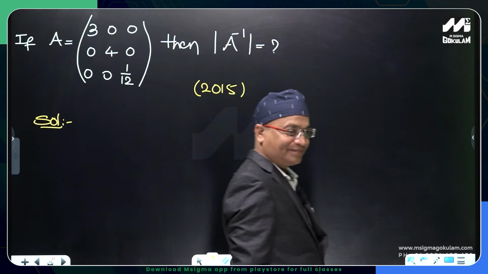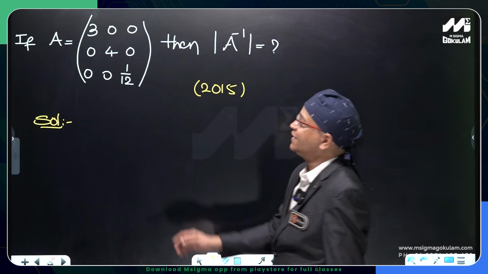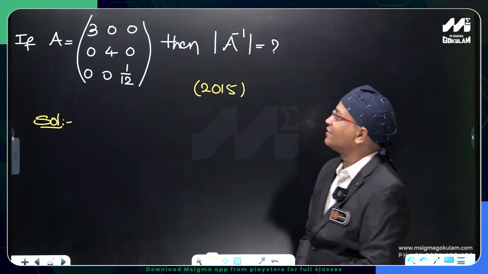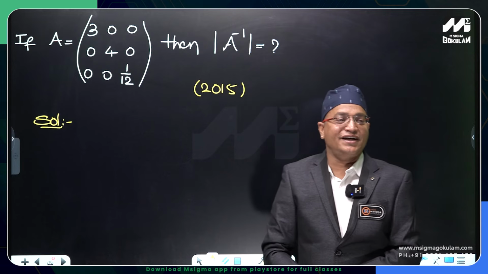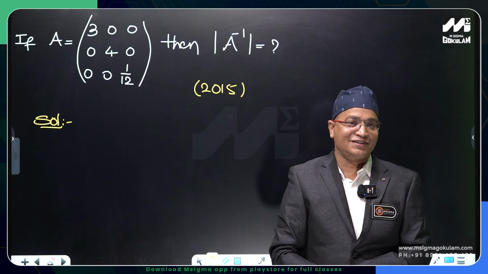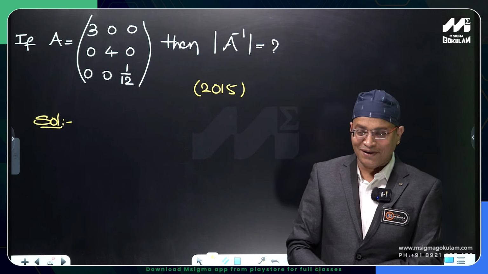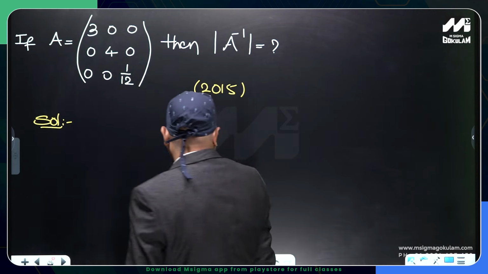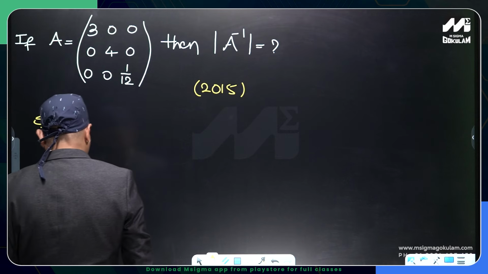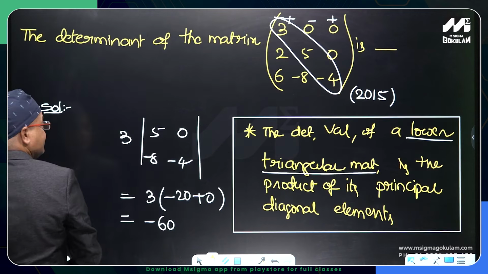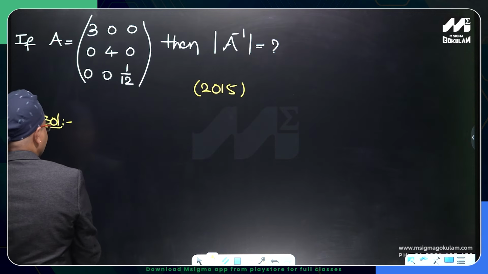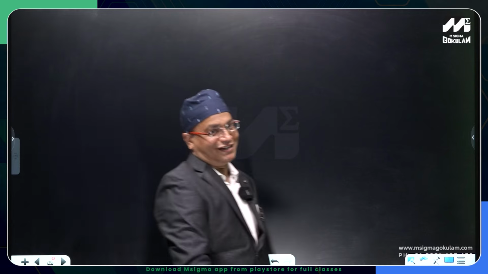Now observe. 3 0 0, 0 4 0, 0 0 1 by 12, then what is the determinant of its inverse matrix? Okay, first of all, what is inverse? We don't know, correct? But I want to tell you one excellent property for doing this problem. Before taking this problem, I want to explain some background of that.